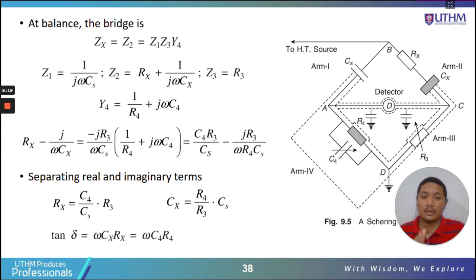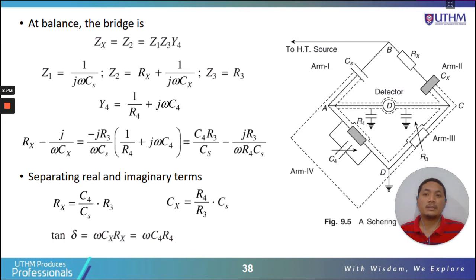From the value of C4 we know that Cx is also C4. We know that Rx, the insulation dielectric loss, is also the same as the resistance R4. Because of balance, this value is equal to this value now. That's the idea.